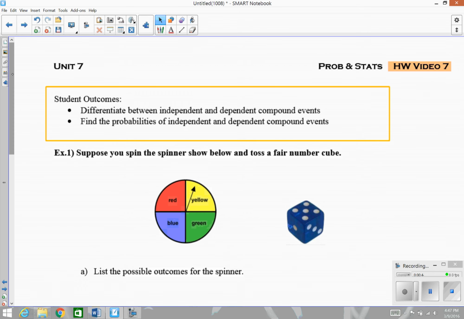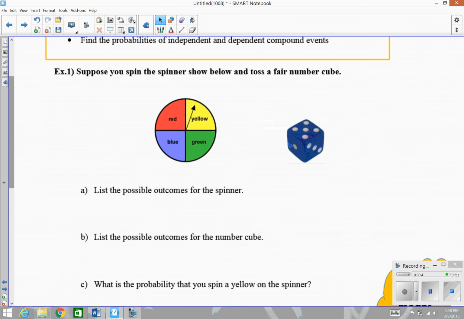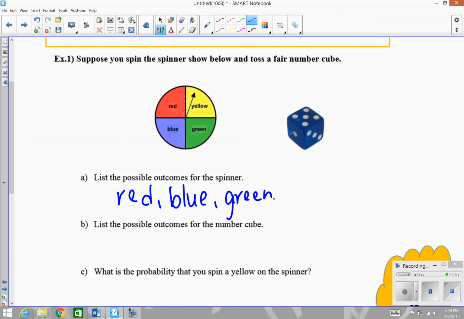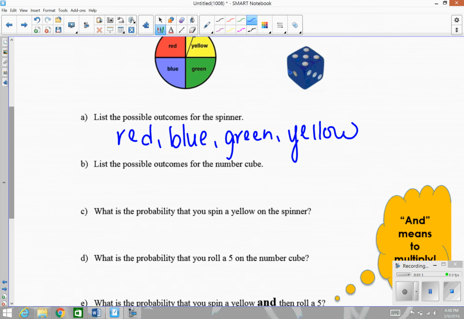Okay, so this says, suppose you spin the spinner shown below and toss a fair number cube. List the possible outcomes for the spinner. Okay, so that's just asking you what could happen. You could spin a red, blue, green, or yellow. List the possible outcomes for the number cube. You could get a 1, 2, 3, 4, 5, or 6.